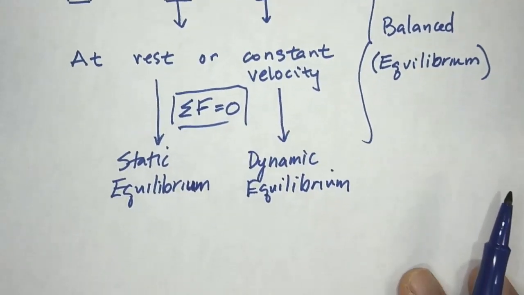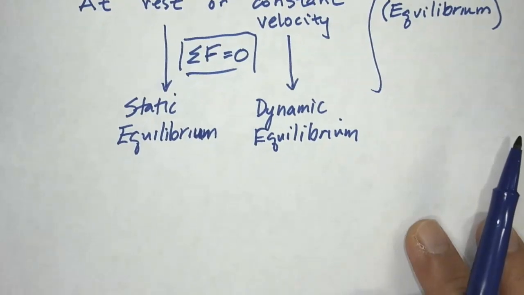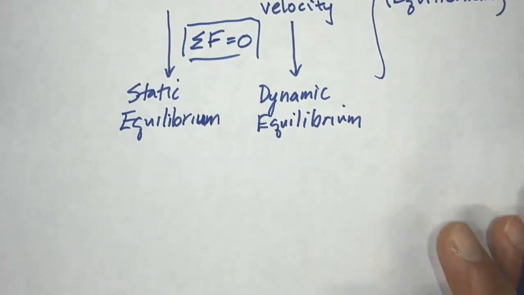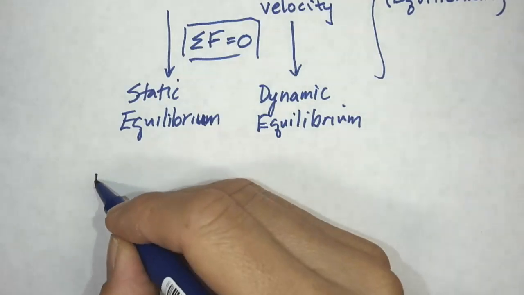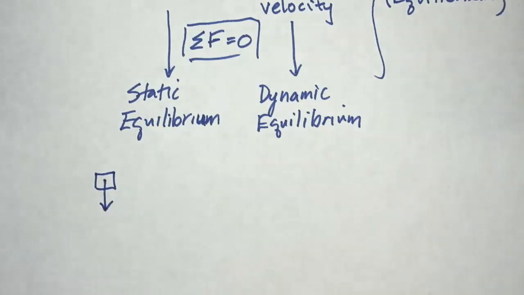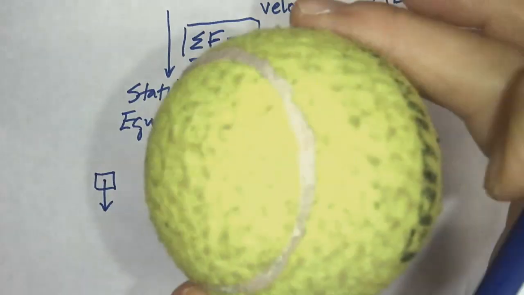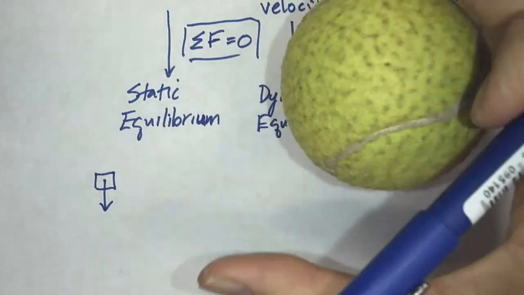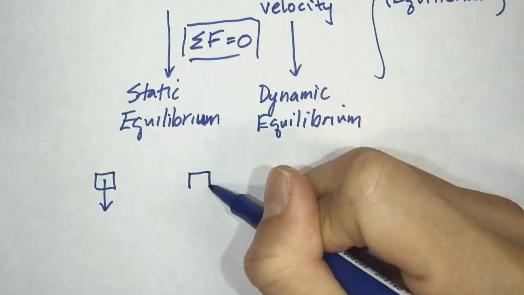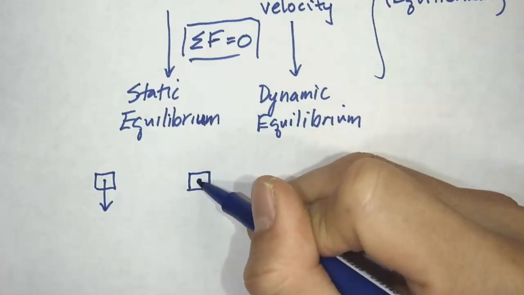However, not in every situation are the forces balanced. So now we're going to take a look at some unbalanced force situations. So here we have an object, and we have a force downward. So an example of that would be like this tennis ball right here. When I let go of it, it falls. Okay, so there is a force acting on it. Forces are unbalanced.